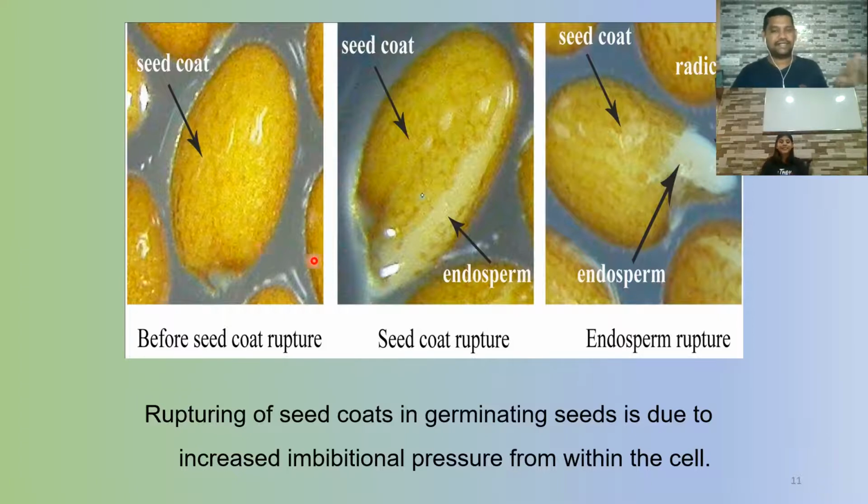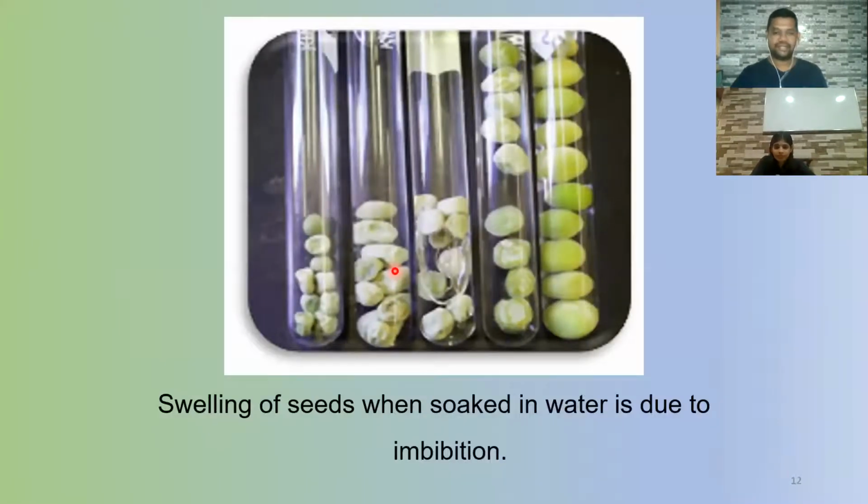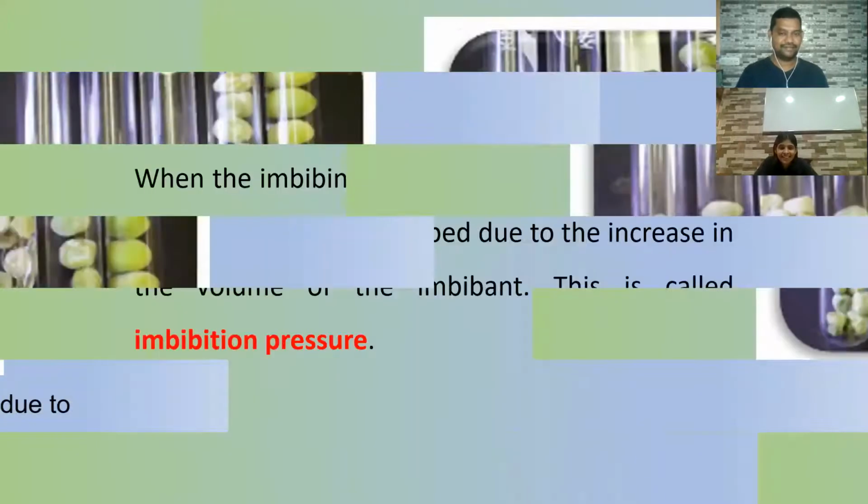Then the seed coat ruptures and the endosperm comes out. So there is increased imbibitional pressure from within the cell, because of which there is rupturing of the seed coat. You have also seen swelling of seeds when soaked in water. You can see the pea seeds, completely frozen dried ones. After putting them in water, they swell up fully. How cool.